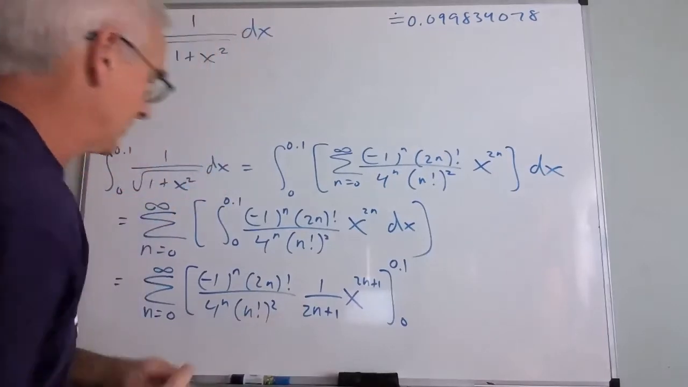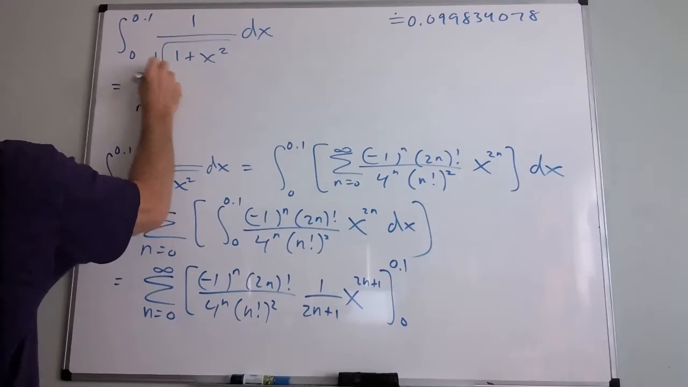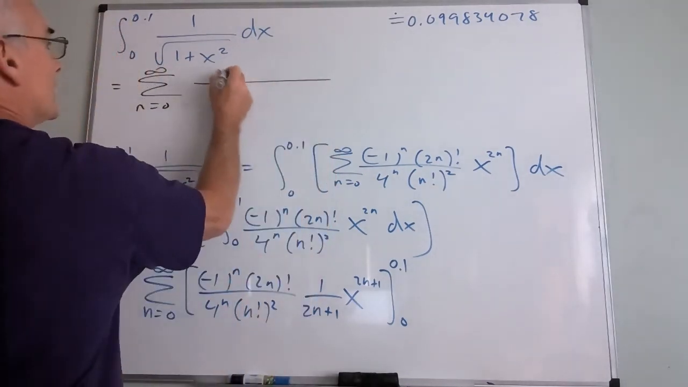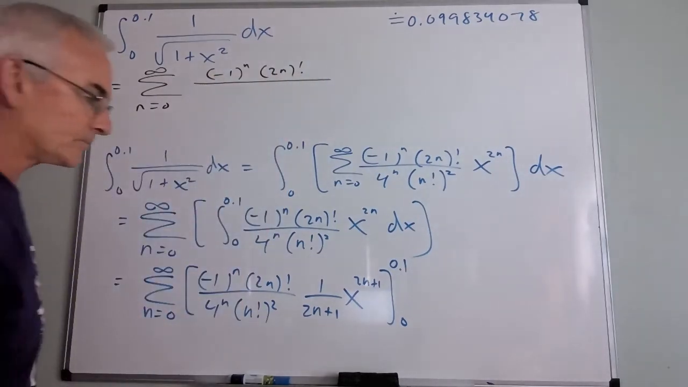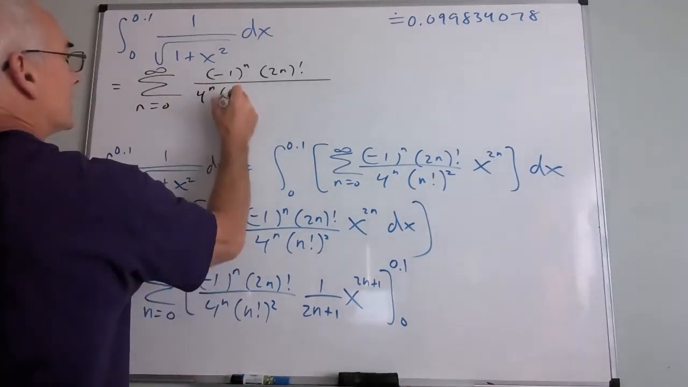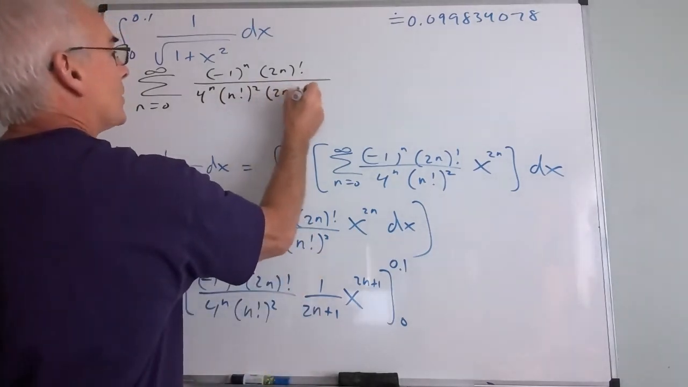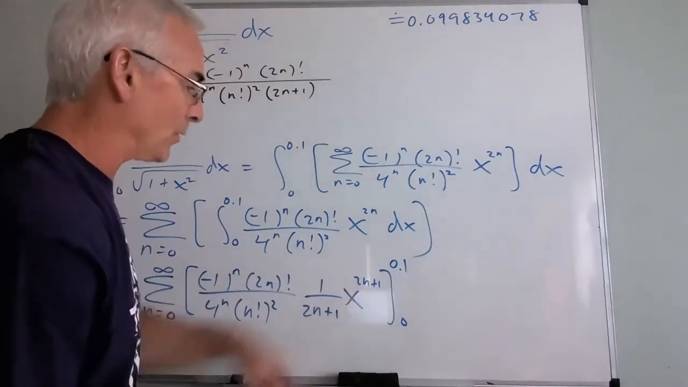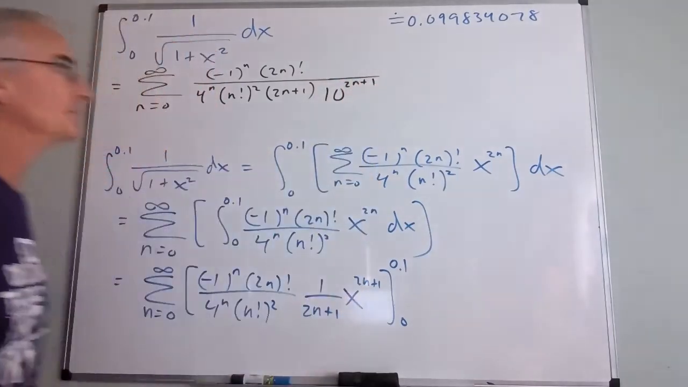I'm going to put this answer right there. This is equal to the sum. Now, my numerator is going to be (-1)^n times (2n)!. My denominator is going to be 4^n, (n!)^2, (2n+1), and finally, when I raise 1/10 to this power, that's 10^(2n+1).